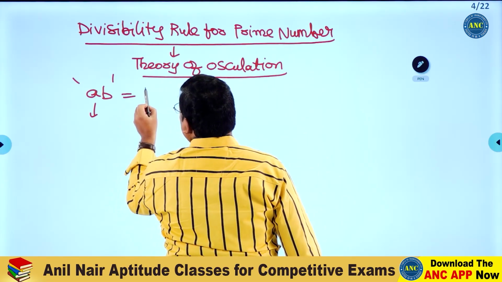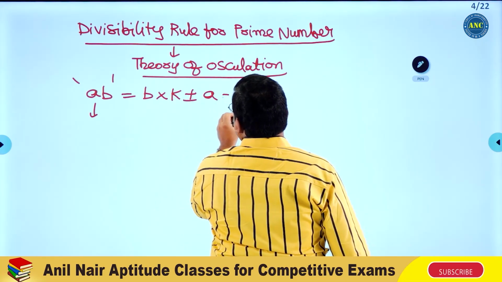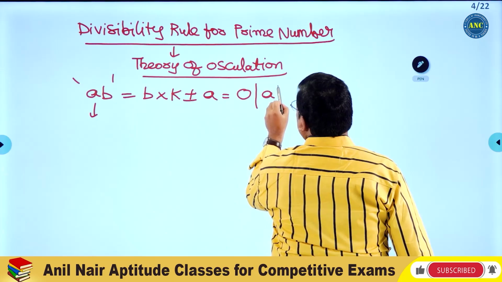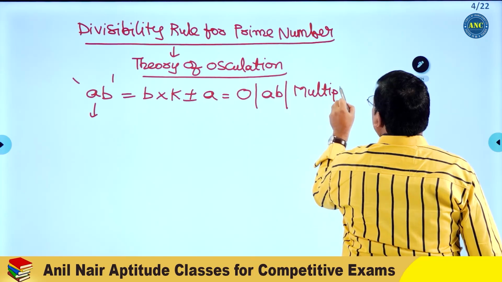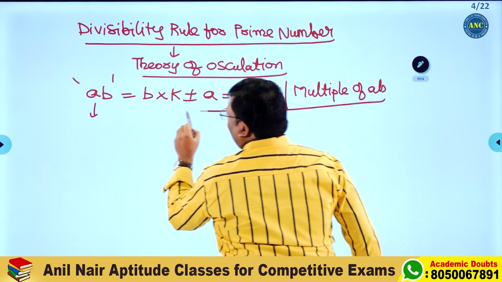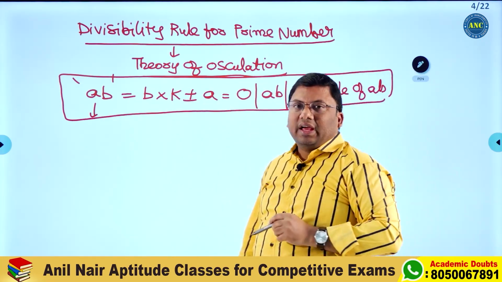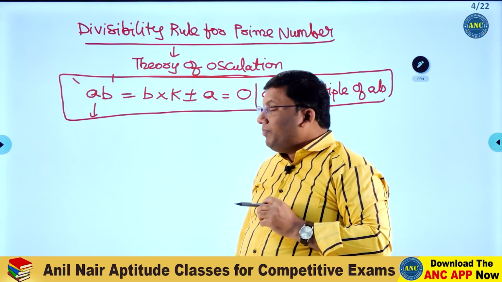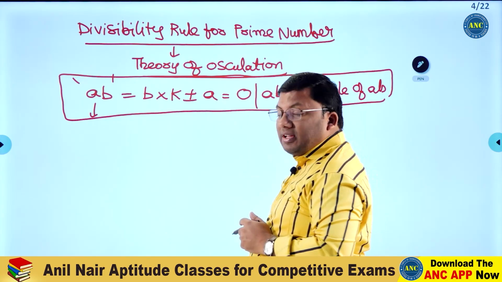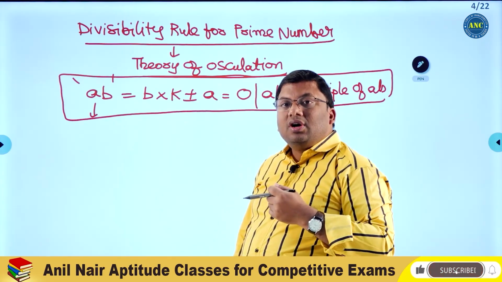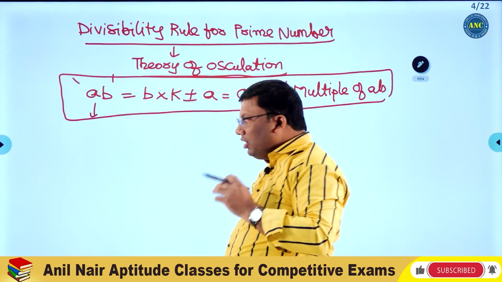If you are able to write AB as B into k plus or minus A as either 0 or the number or a multiple of the number, you can find your own divisibility rule of any prime number. AB is a number. If you can find the value of k such that B into k plus or minus A is either 0, AB, or a multiple of AB, then you can find the divisibility rule of a prime number.